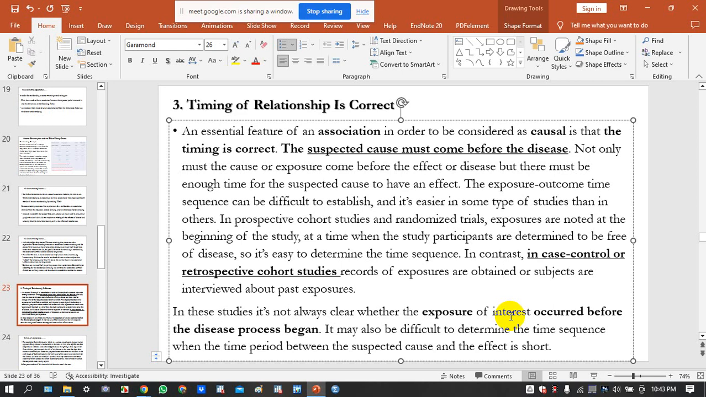So for case control and cross-sectional studies, we cannot base on their findings to say that they have causal inference or that they are the actual cause of the disease, because they are not strong study designs. It's the randomized control study and the longitudinal studies which are strong study designs. It may also be difficult to determine time sequence when the time period between suspected cause and the effect is short.